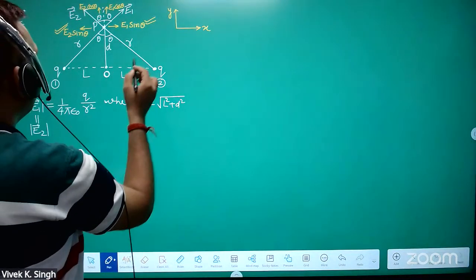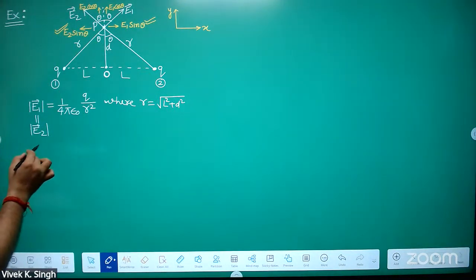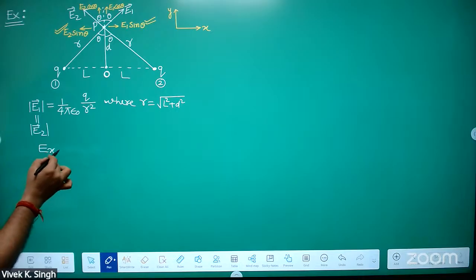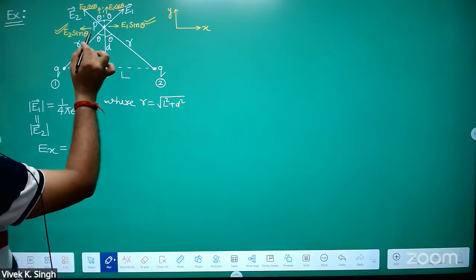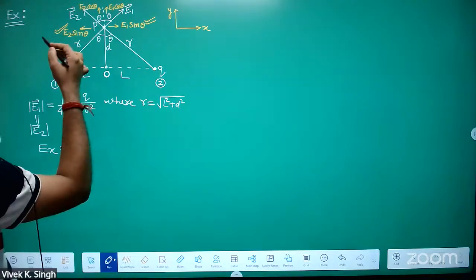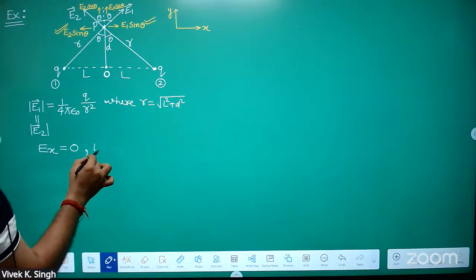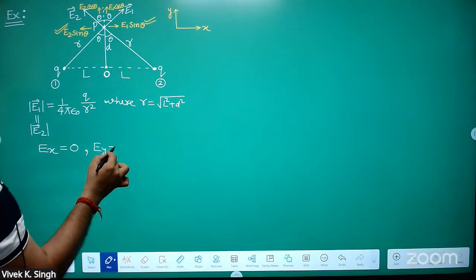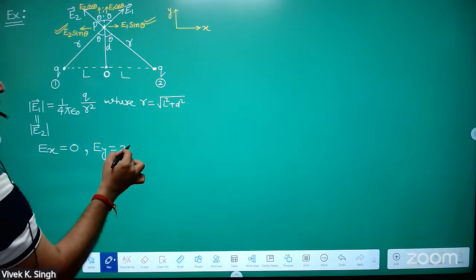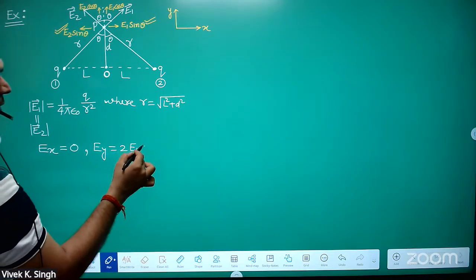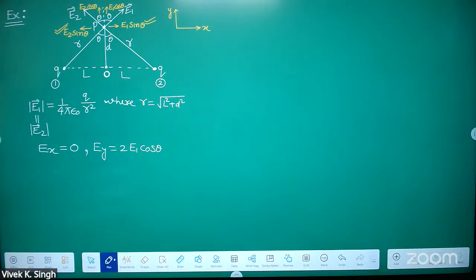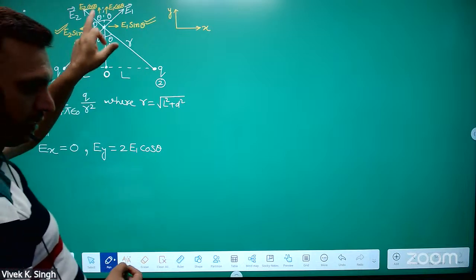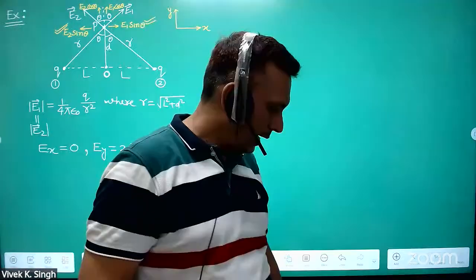If you see the resultant in x direction, what will it be? It will be 0. E1 sin theta and E2 sin theta will cancel each other, so Ex will be 0. And what will be Ey? This is given by twice E1 cos theta because E1 and E2 are the same. So the resultant is in the y direction.